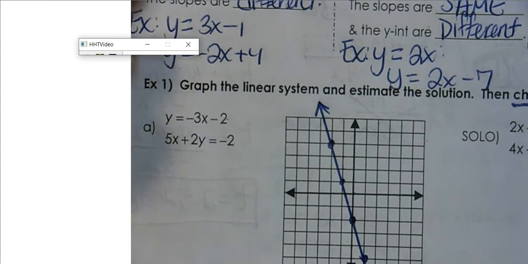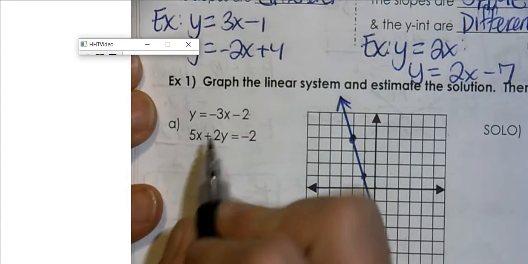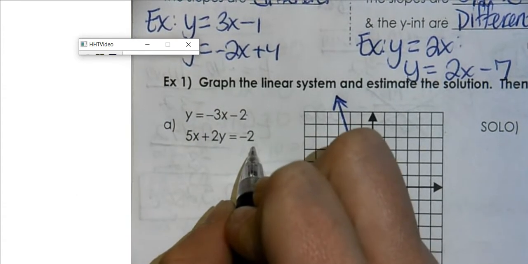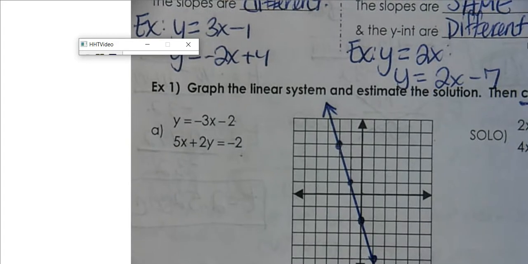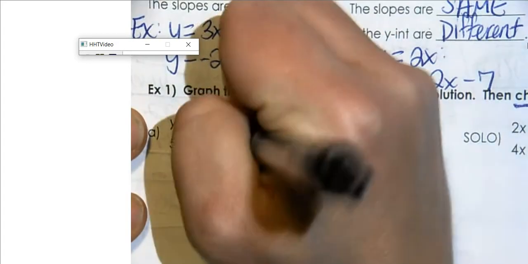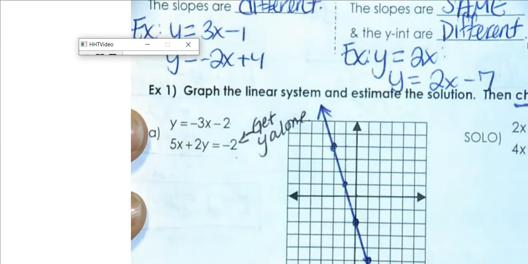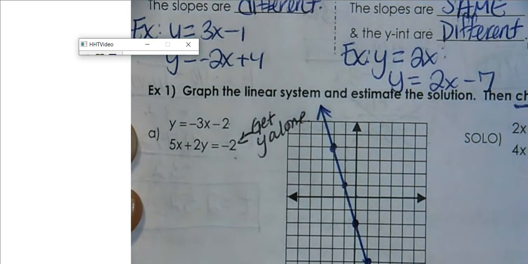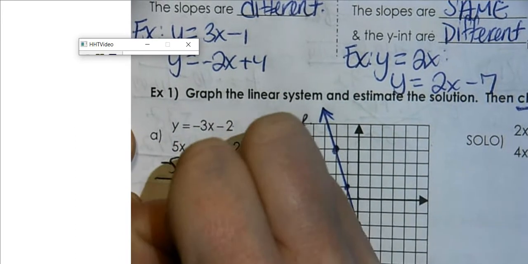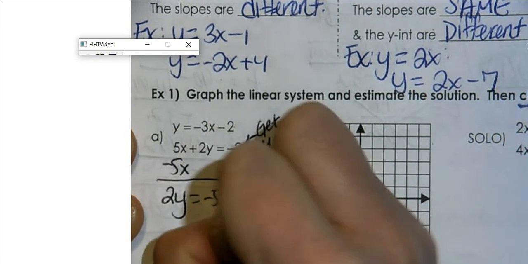Cool. So now I have my second equation. And looking at my second equation, I have 5x plus 2y equals negative 2. And I would recommend just transitioning that equation to slope-intercept form, which essentially means solve for y or get y alone. So the way that you do that is we're going to start off by subtracting 5x on both sides. Then we end up with 2y is equal to negative 5x minus 2.